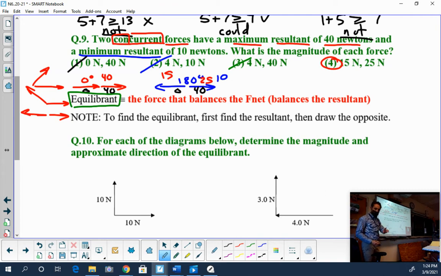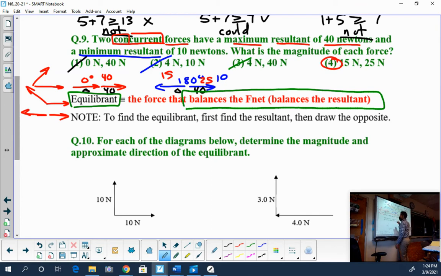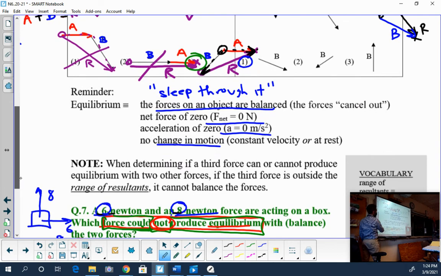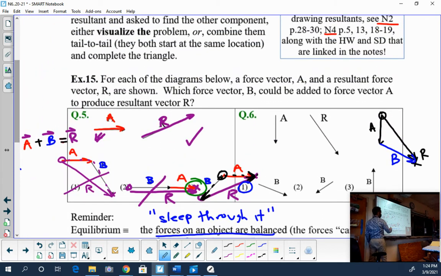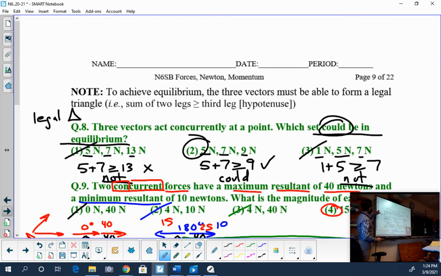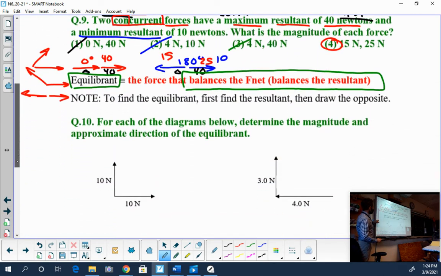It is not the resultant. Be careful here. The equilibrant is the bringer of equilibrium. It balances the result. So if we went back a page here, this was the resultant. What would balance it? Something going the other way of the same length. That is the equilibrant.